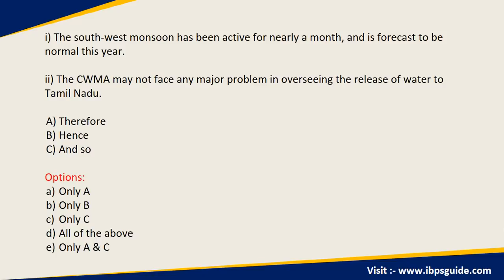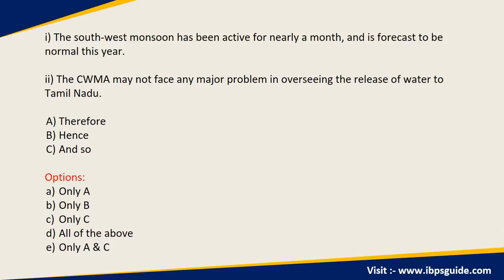So obviously, the reason why there will not be any problem is because there has been enough rain this year. So the cause and effect relationship is quite obvious. Now let's look at the options. The first option is therefore. This clearly indicates a cause and effect relationship. This happened, therefore this is happening, right? So the first option is definitely correct and it fits the two sentences perfectly.